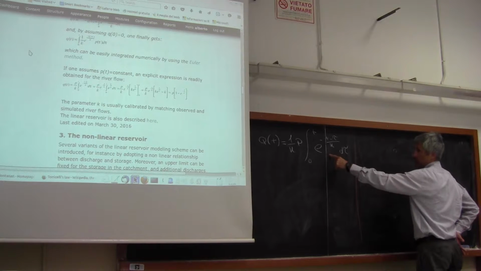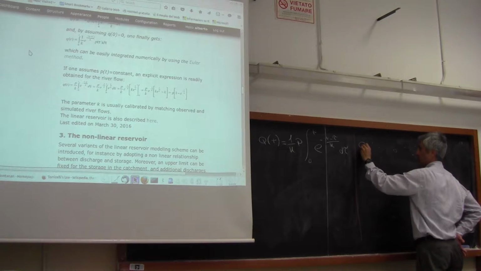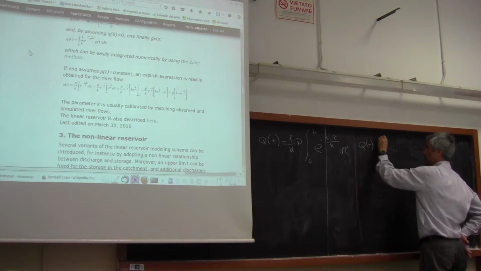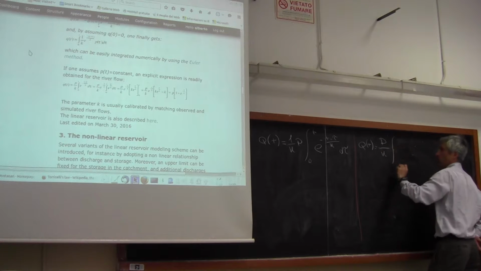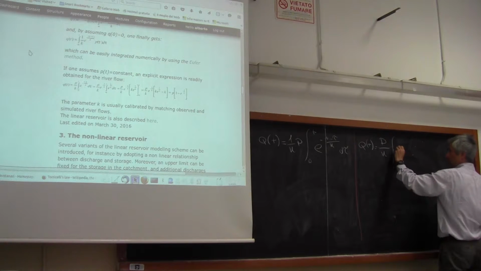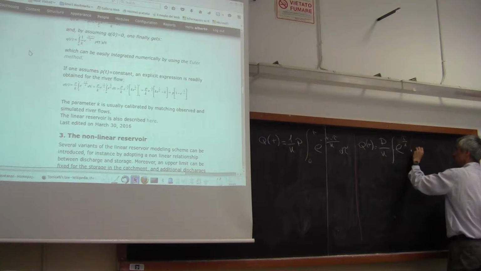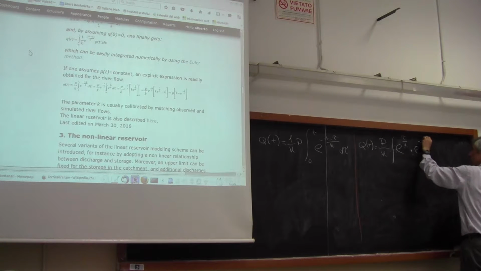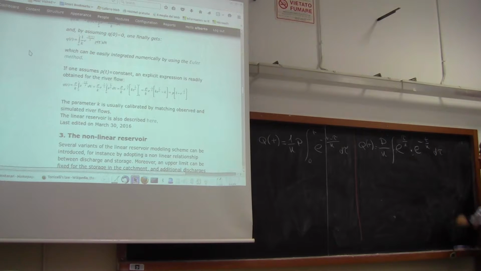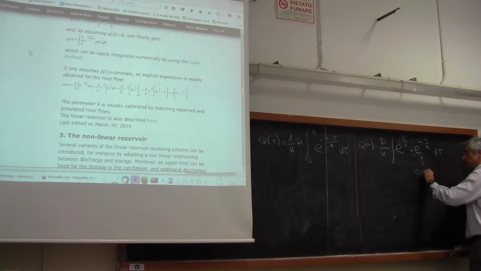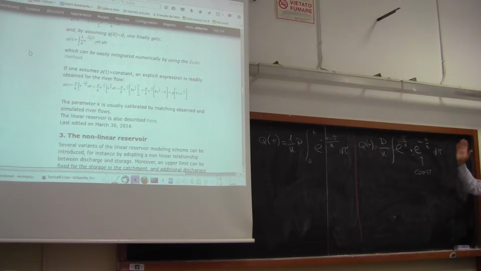So let me rewrite this term as a product. Q(t) is equal to P over K times the integral of e to the power of tau over K times e to the power of minus t over K d tau. Basically, I'm bringing it to the form that it had before. Why am I doing that? Because this is constant, and then I can bring it outside of the integral sign.